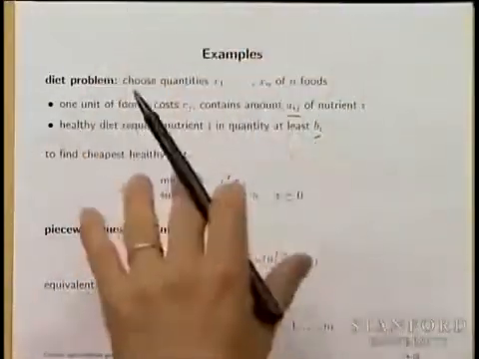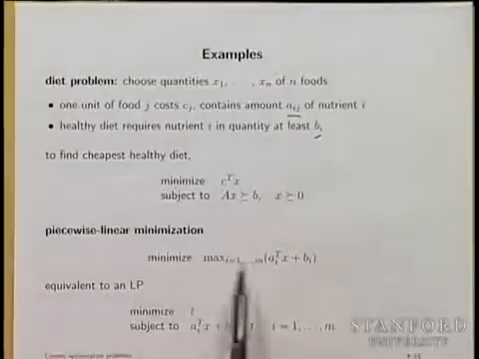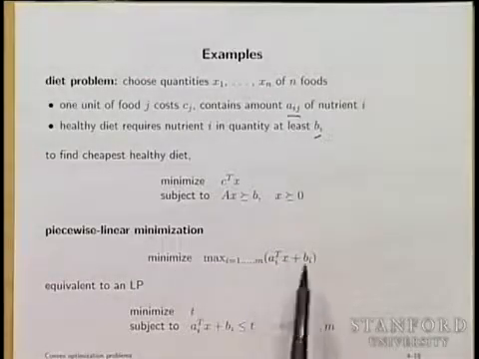And of course, it doesn't take much to realize it's a fairly poor model. It assumes these things add linearly, which might not be the case. Could I impose an upper bound on the amount of a nutrient or something like that here? Of course I could, and it would still be a linear program. But this is just for historical reasons. It's the first one you would hear about. Okay, here's one: piecewise linear minimization. You want to minimize the maximum of a bunch of affine functions.